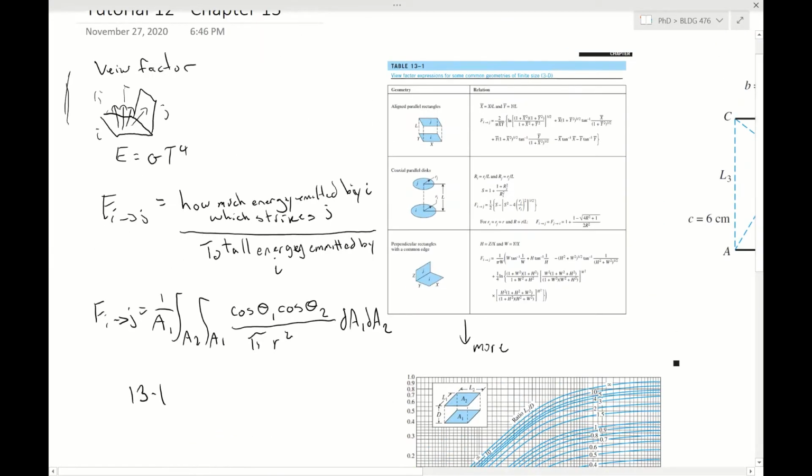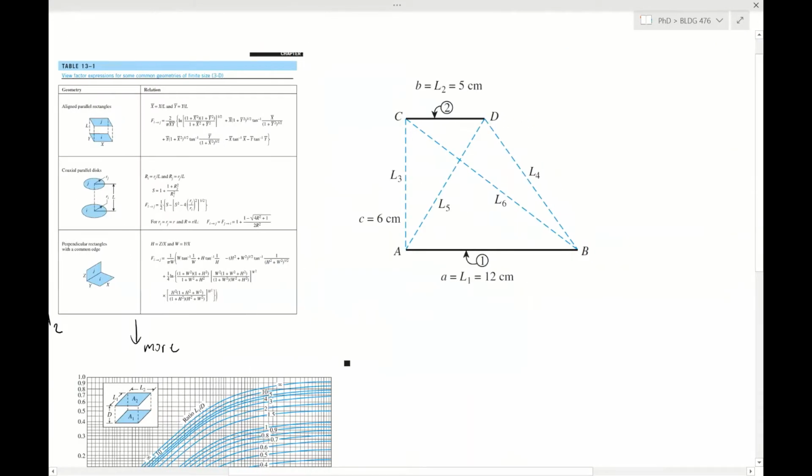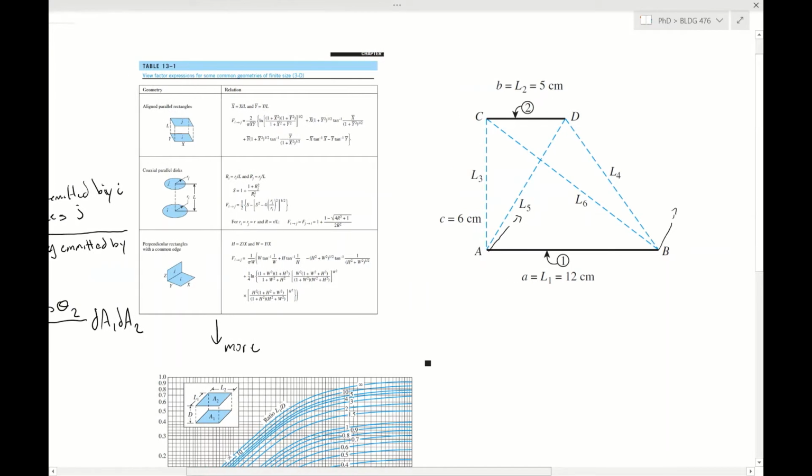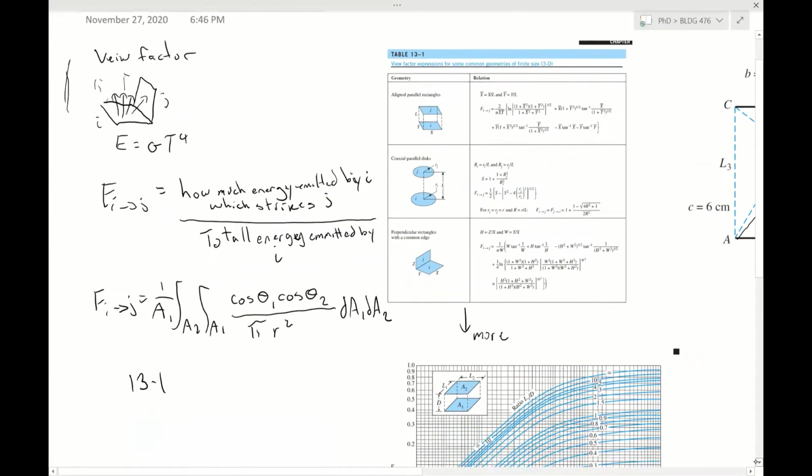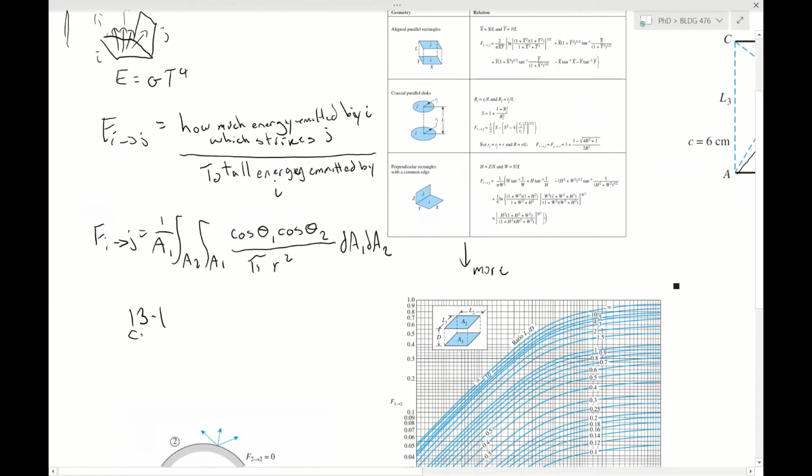And then our third method is if you have infinitely long or roughly infinitely long objects. In this case, it's shown as these two lines, but the idea is that they're kind of going into the page indefinitely. You can use this cross-string method, and we're going to do an example, so we'll cover the method when we do that.